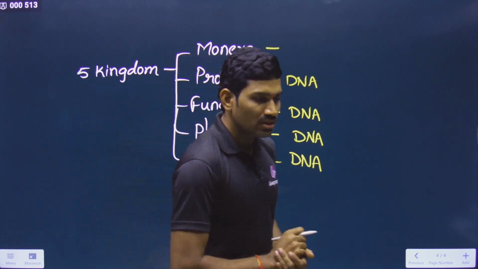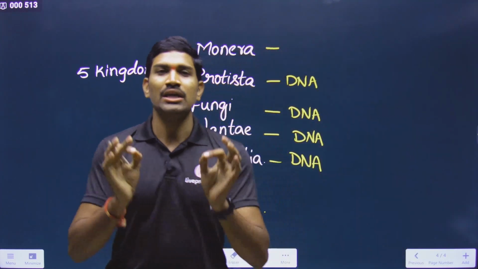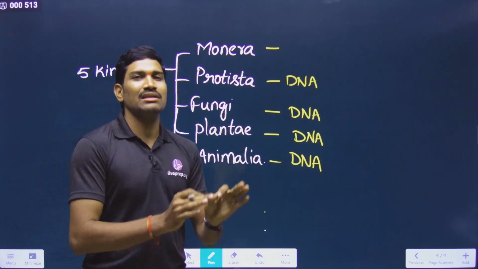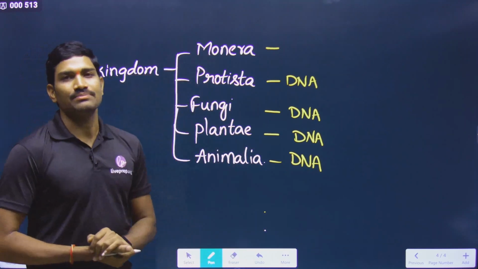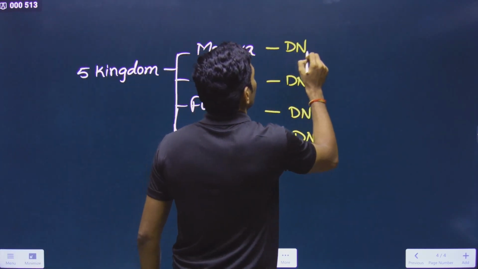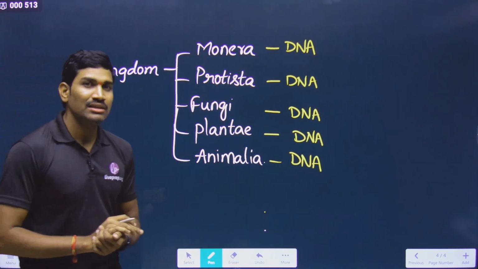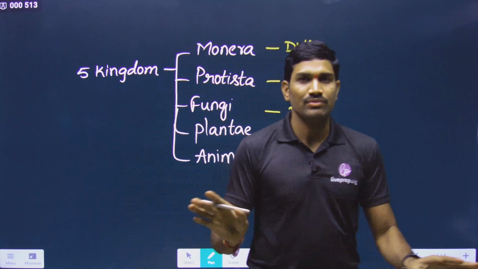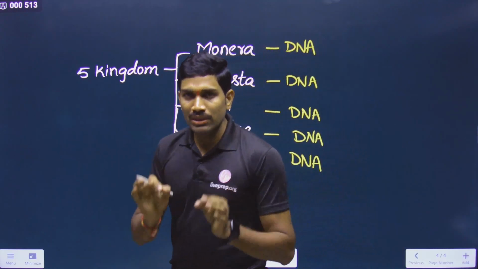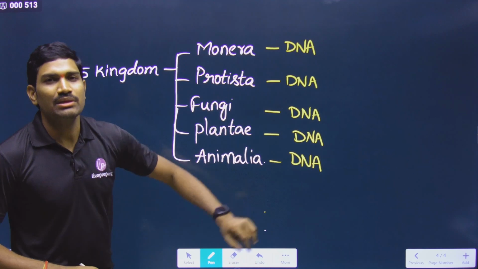Many students are making a mistake here, so that's why I am deliberately asking this particular question. What is the genetic material for kingdom Monera? It is DNA only. Many students are saying RNA also. No, it is not RNA. The complete kingdom Monera has only DNA as genetic material.